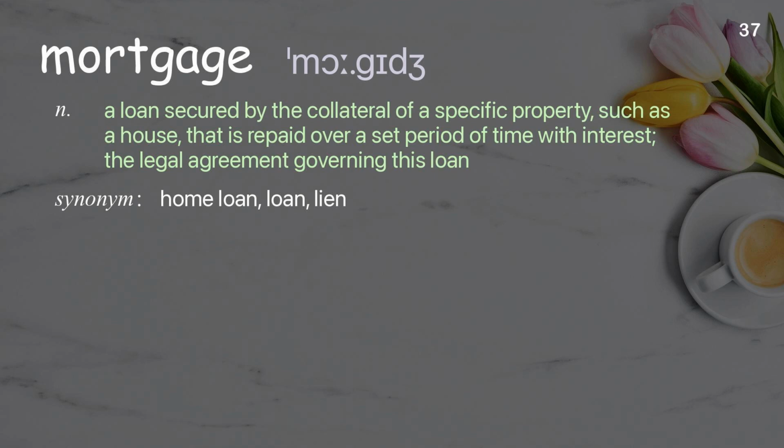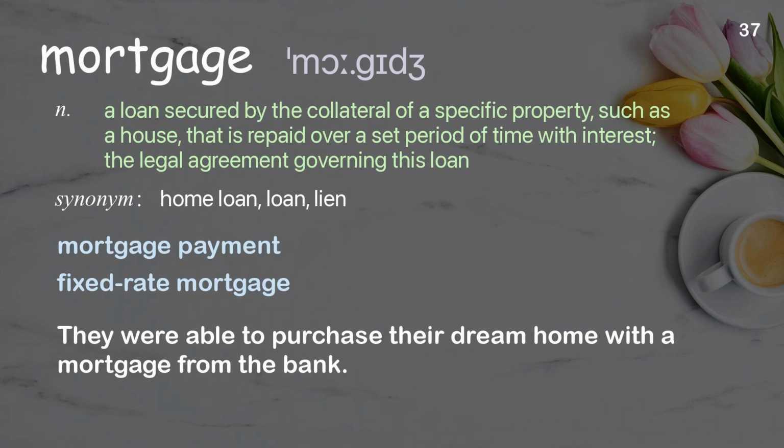Mortgage. A loan secured by the collateral of a specific property, such as a house, that is repaid over a set period of time with interest. The legal agreement governing this loan. Examples: Mortgage payment. Fixed rate mortgage. They were able to purchase their dream home with a mortgage from the bank.